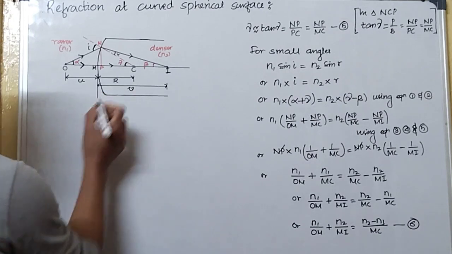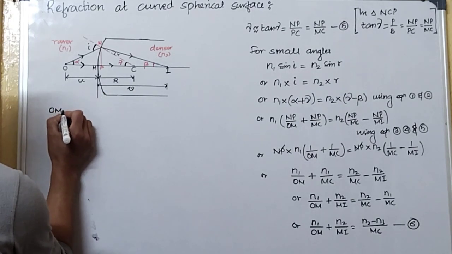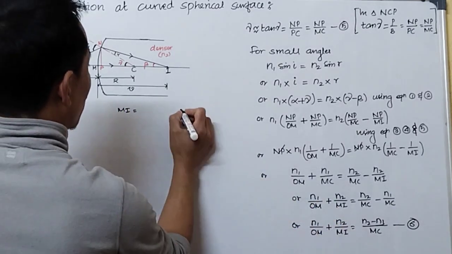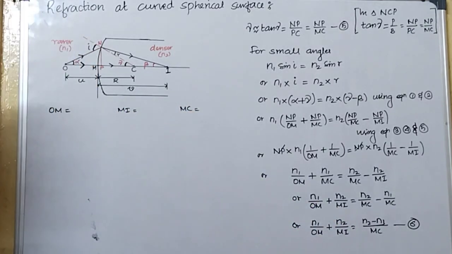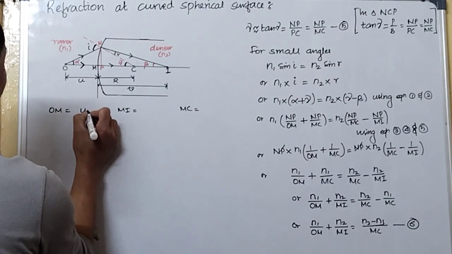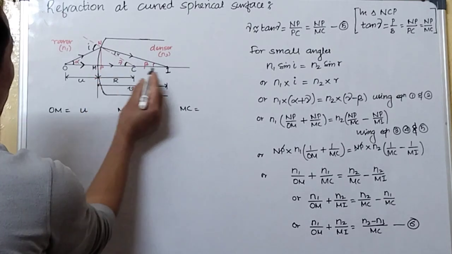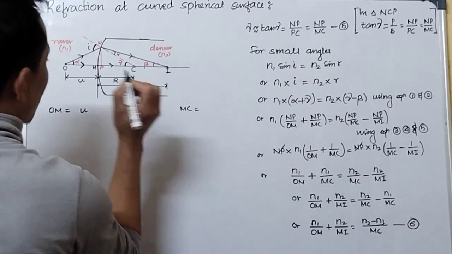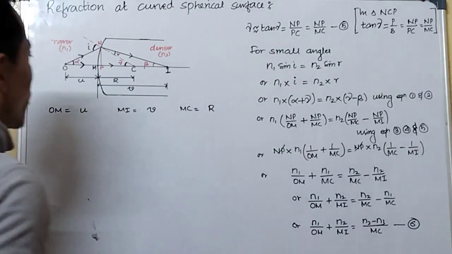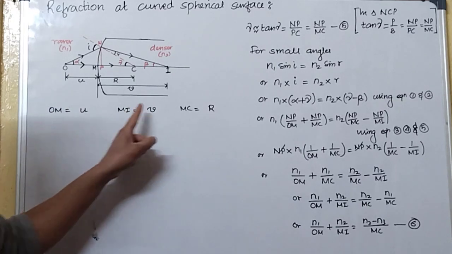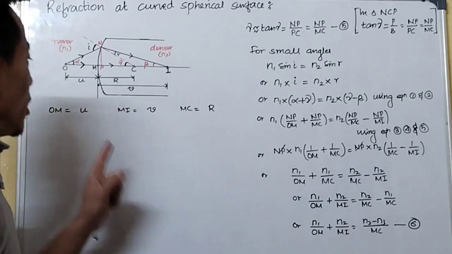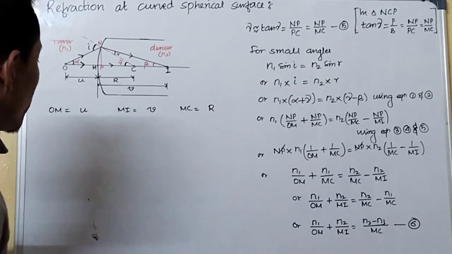Alright, so from the diagram you can see OM, MI and we need MC. So from the diagram you can see that the value of OM is nothing but U. So we have U here. The value of MI is our V and the value of MC is our R. So from the diagram we get the value of OM, MI and MC. But here you also have to be careful with the sign convention. I hope you know the rules for sign convention.